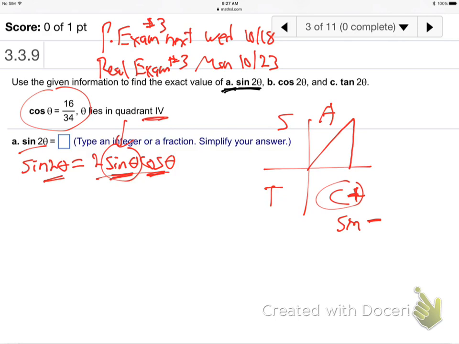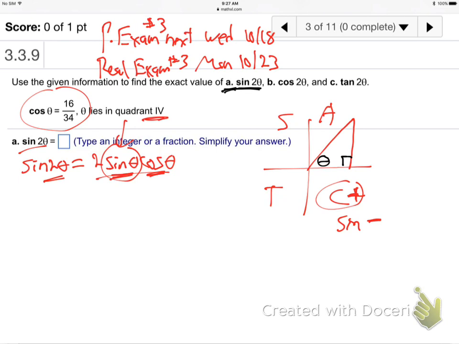I'm trying to find sine in the 4th quadrant. It's got to be negative, so I'll do that later. I'm just going to make my triangle in the first quadrant because it's easier to work in the first quadrant. So here we go. Little right triangle. Put your theta right there.